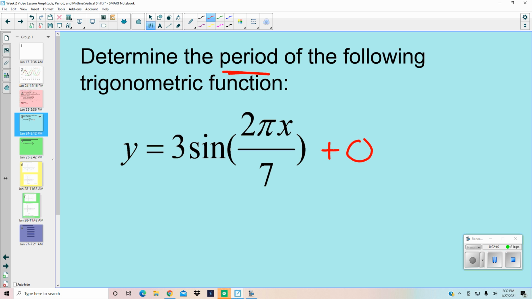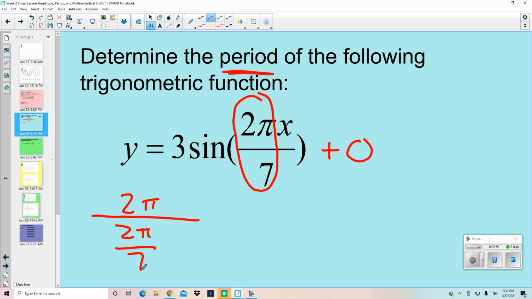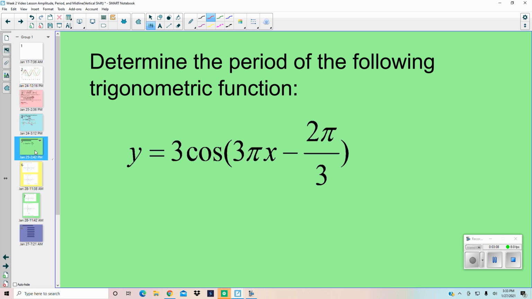But if it's asking for just the period, then you take the coefficient of x and take 2 pi divided by that. So then I would multiply by the reciprocal. The 2 pi's are going to cancel out, so my period would be 7. Let's do another one. Just looking at the coefficient of x, which is 3 pi, I take 2 pi divided by 3 pi, and I get 2/3.